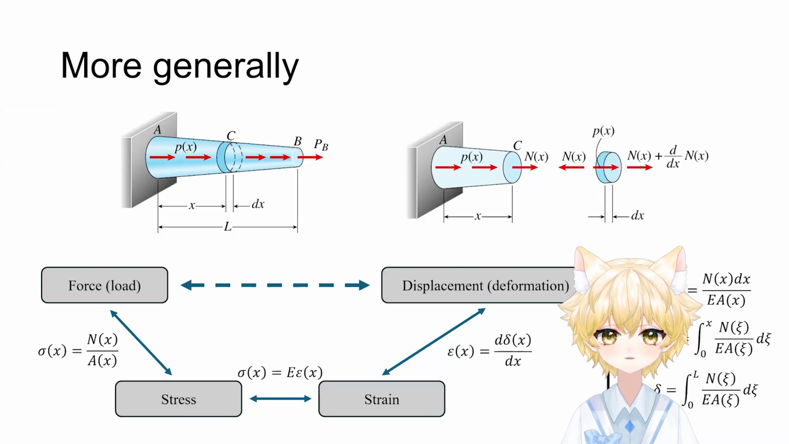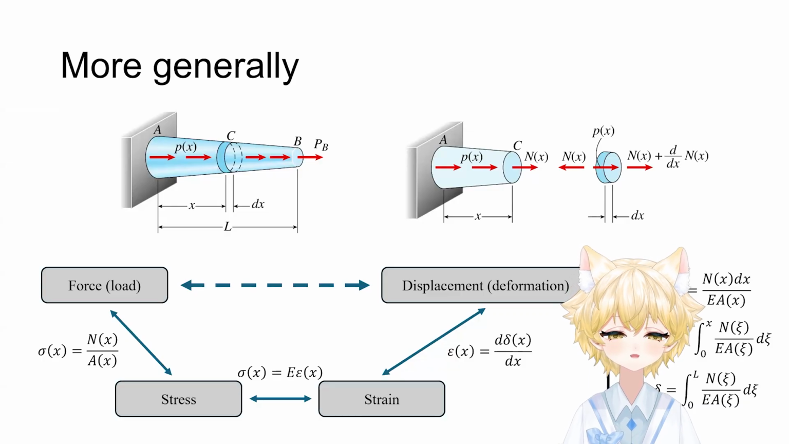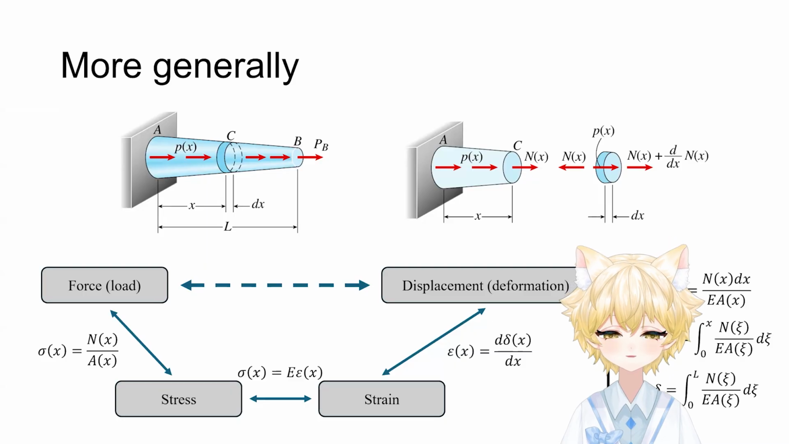To find the total deformation of the entire bar, we simply sum up the deformation of every single slice. In other words, we integrate from 0 to L, then we can get the total change in length, delta equals the integral from 0 to L of N over EA dx, integrating over the length, right?